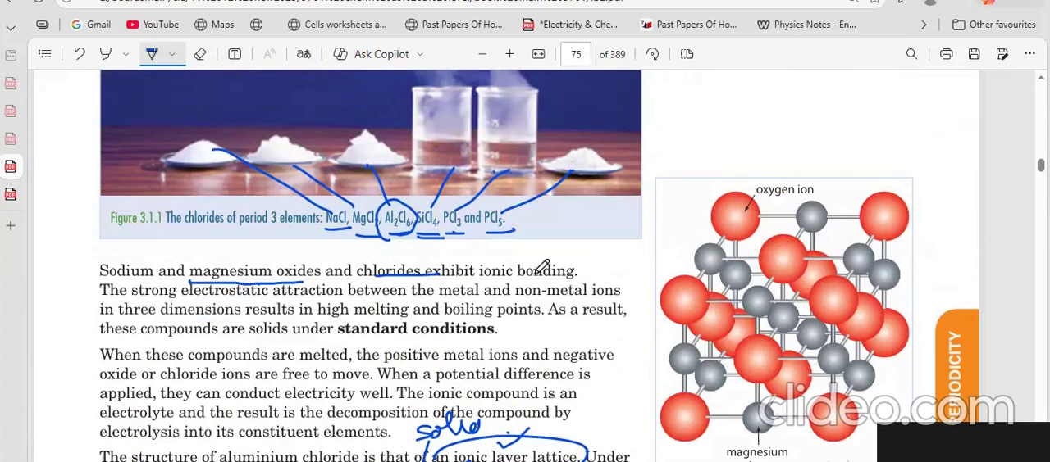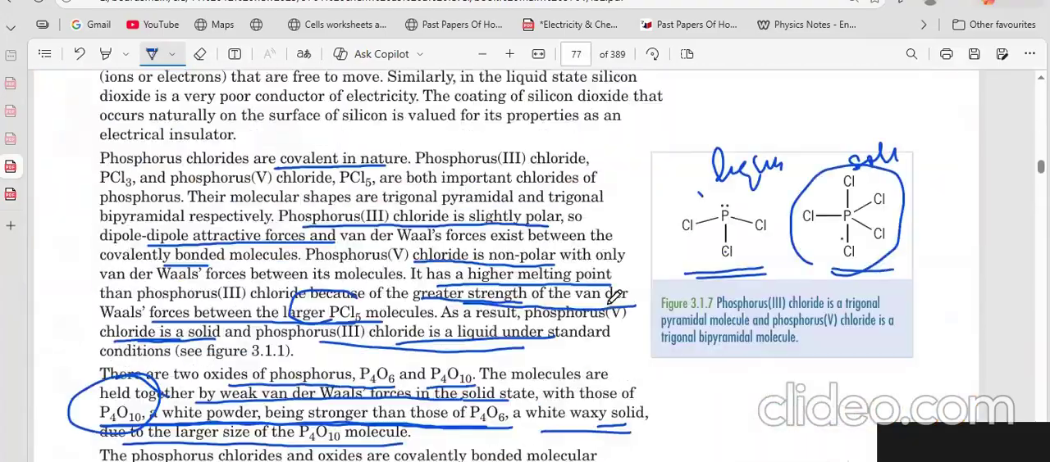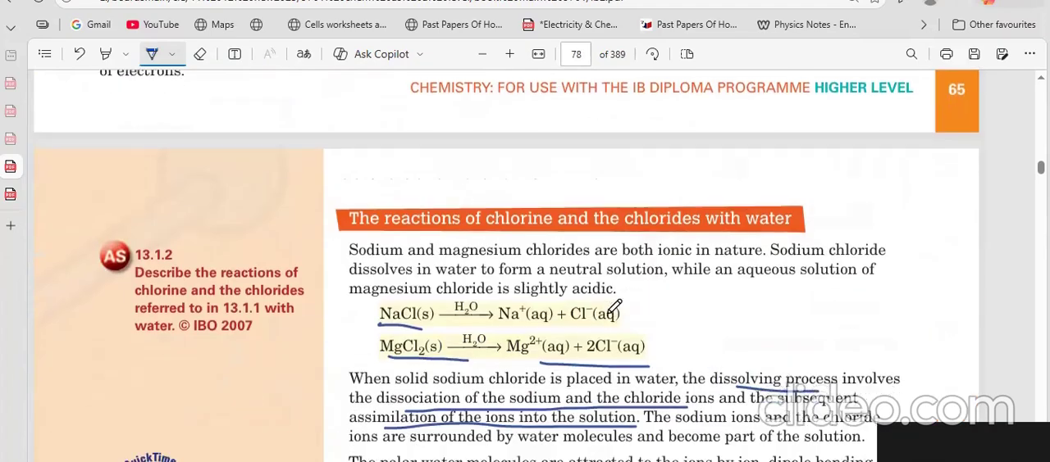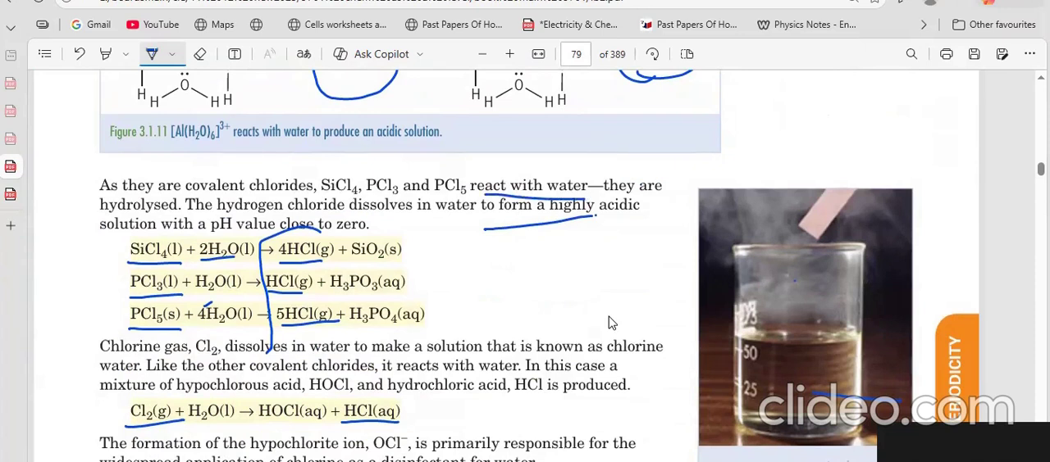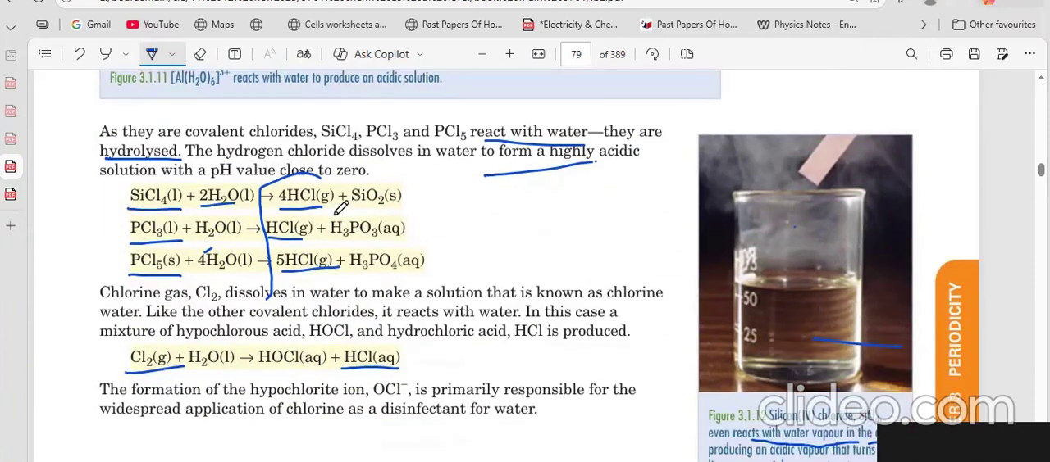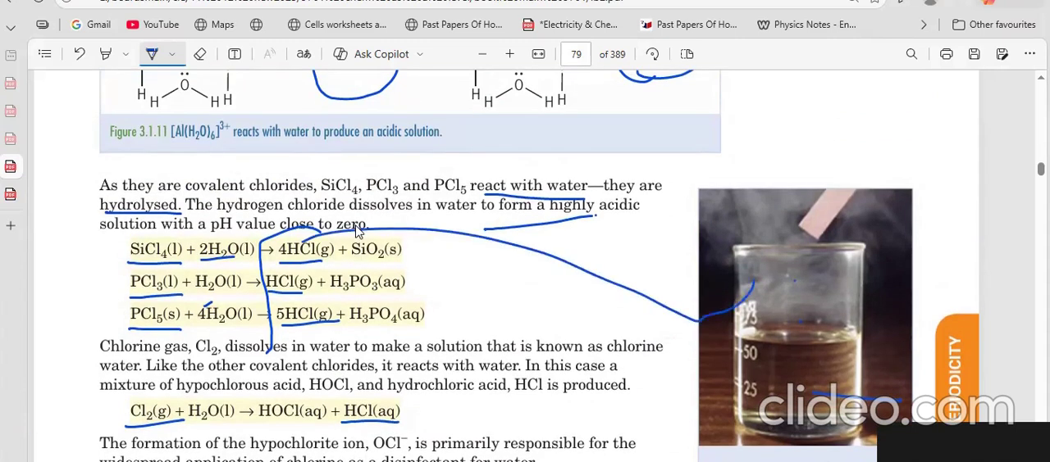So even the water vapor present in the atmosphere is getting the molecule hydrolyzed, breaking down into products. They are hydrolyzed and even react with the water vapor in the air to give these vapors of HCl. These are the vapors of HCl. There's water vapor in the air, and this is the SiCl4. So please have this visual memory of these reactions and what's happening to the states, everything.